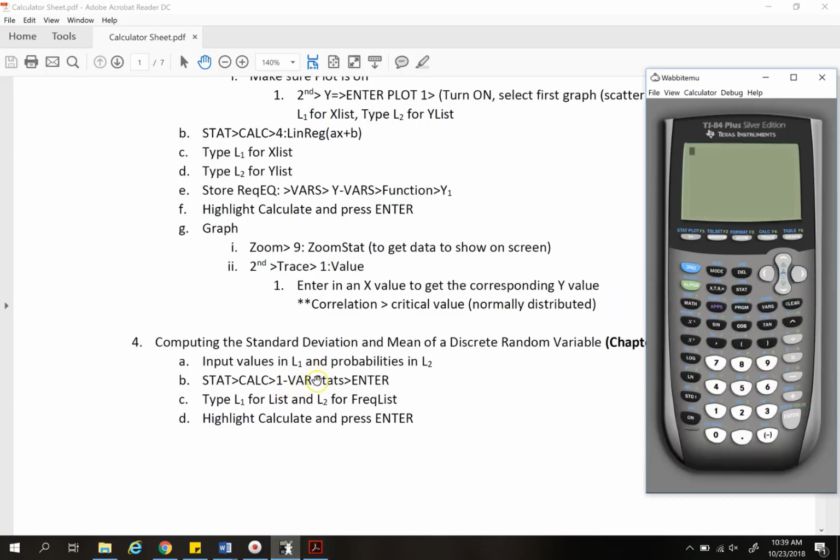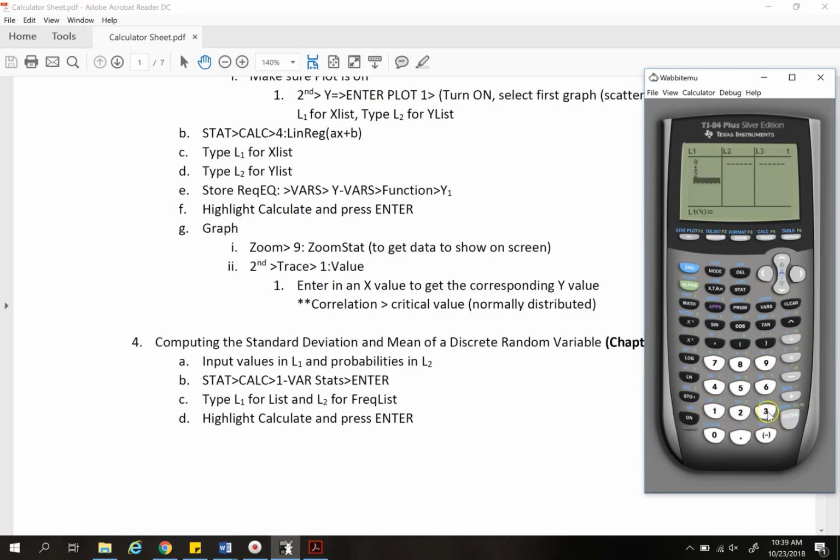All right, so we want to input the values in list 1 and list 2. So we go stat, edit, and input the values into the list. And then the probability in list 2.